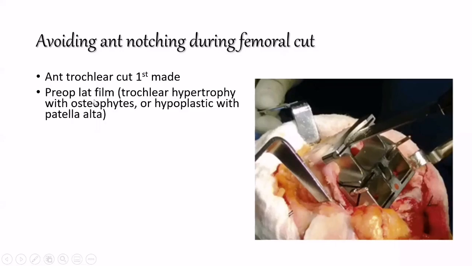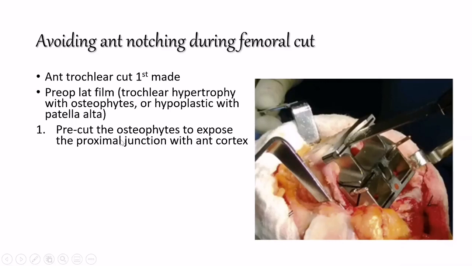Preoperative lateral film is very important. Check if there are any hypertrophied osteophytes. You can do a pre-cut before the anterior chamfer cut in order to see the anterior cortex, or if there is hypoplasia or patella alta. So pre-cut the osteophyte, as we said, to expose the junction with the anterior cortex.